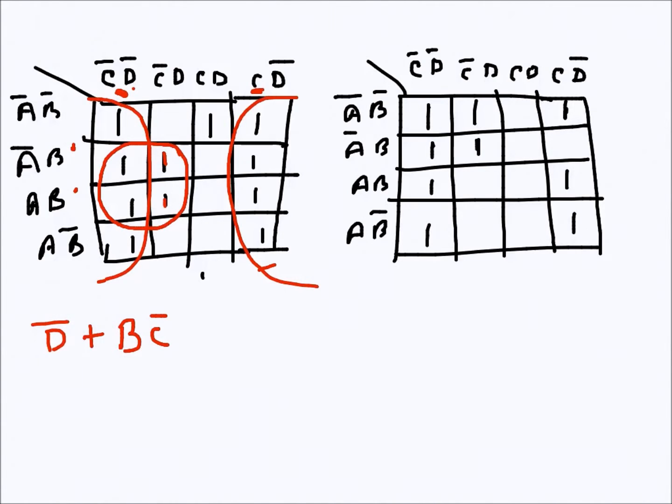The only one that is left is this one. I should not take it by itself because I can group it with this one, so it is becoming A bar B bar here, that's the common, and here this is C, so A bar B bar C. That's my group for this one. That's the minimized expression, minimized using K-map.